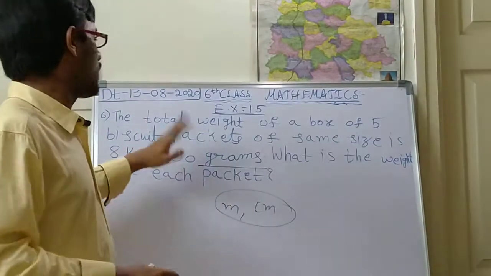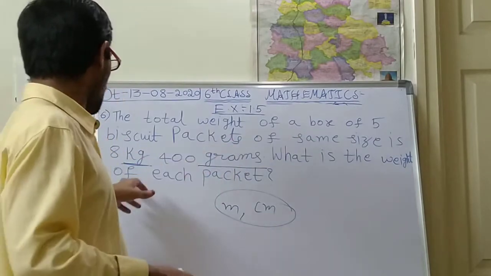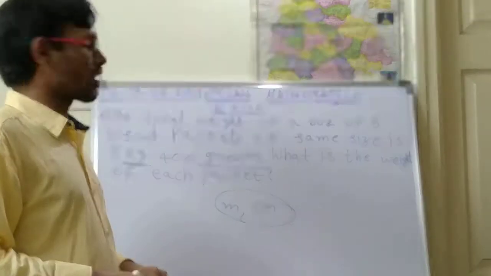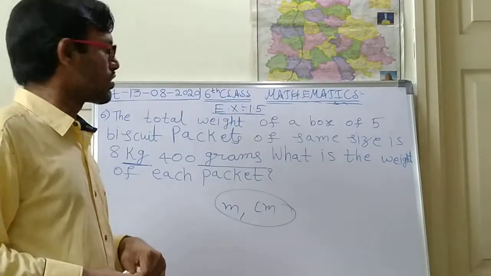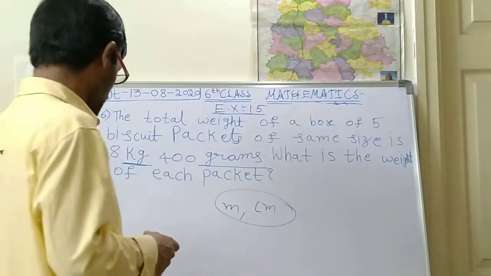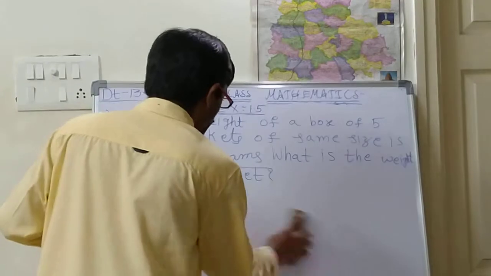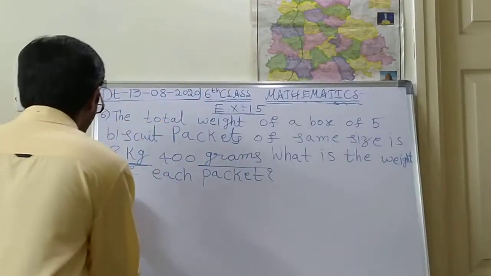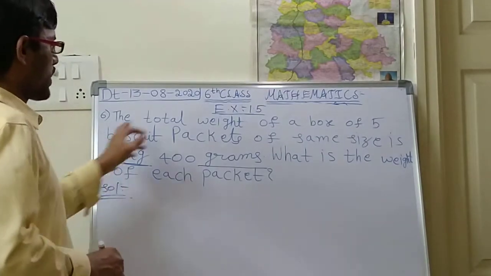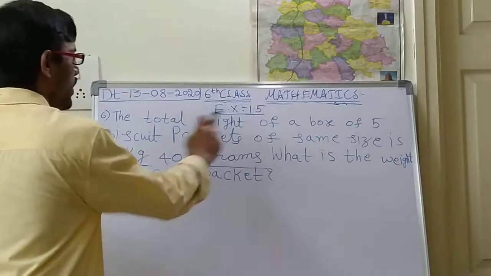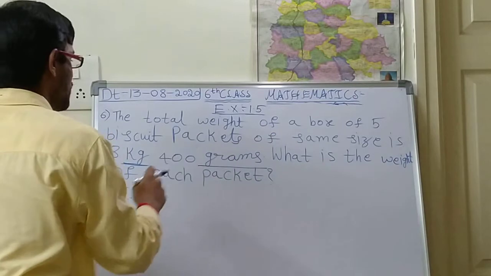So that is the weight. So what is the weight of each packet? For each packet, what is the weight he is asking? So how to write the solution? First of all, what is given? The weight of 5 biscuit packets of the same size.